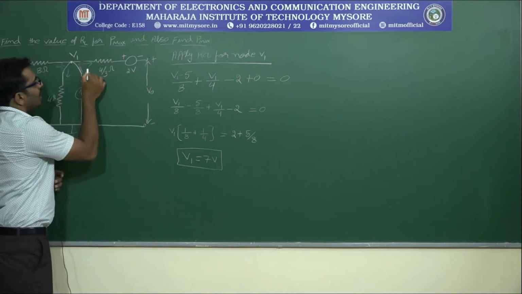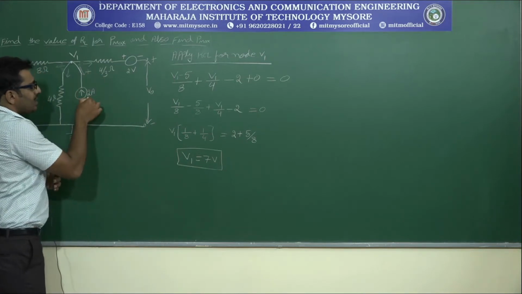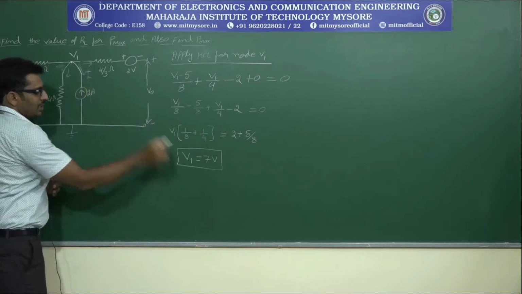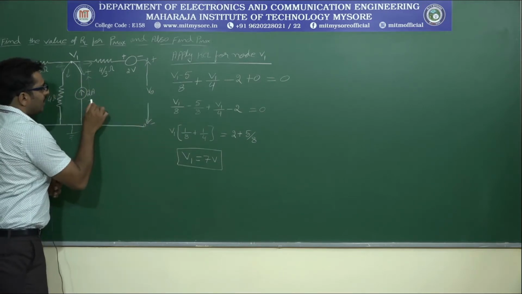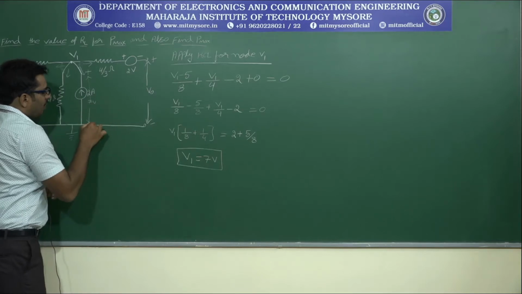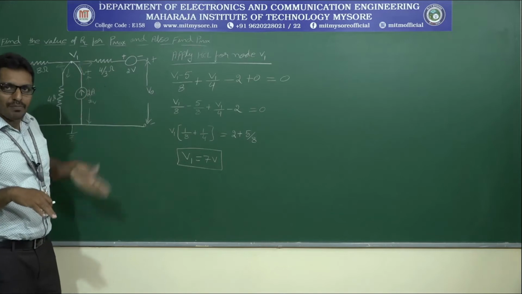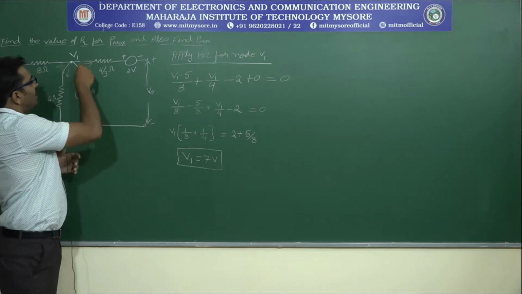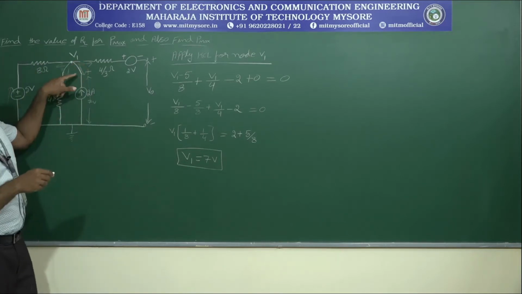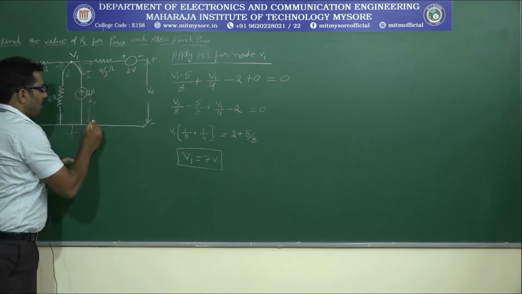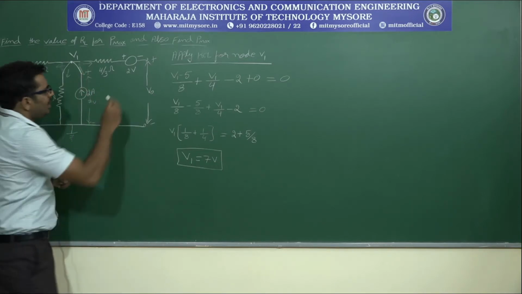Let me consider the voltage across the 2 ampere current source. How much? 7 volts, right? 7 volts with a polarity, because we always consider current flows from higher potential to lower potential. That's why I denoted current is flowing from V1 to ground, that's why plus to minus. Okay.